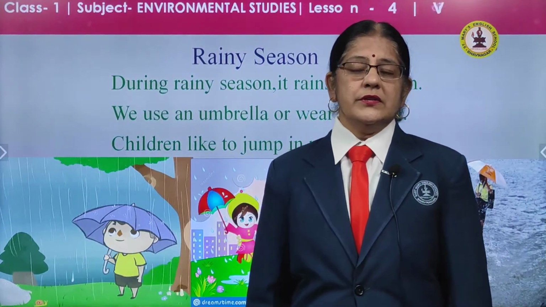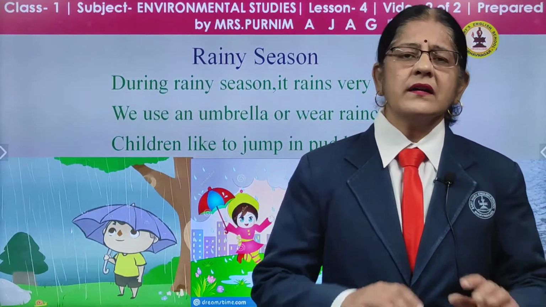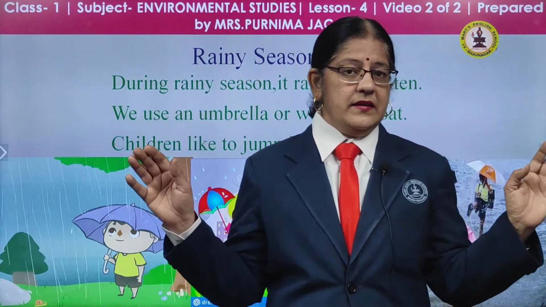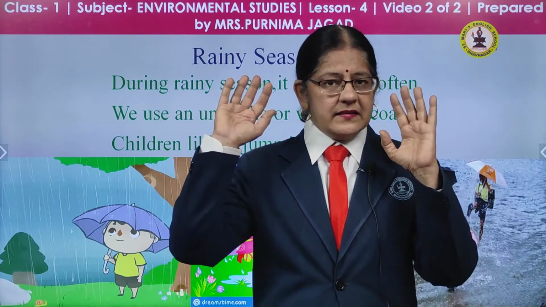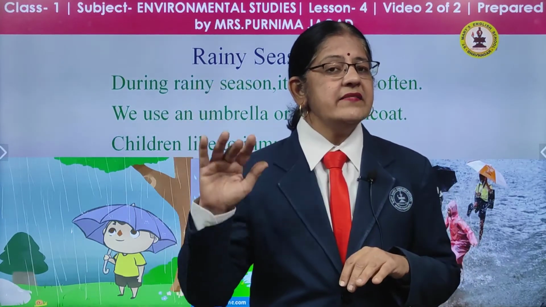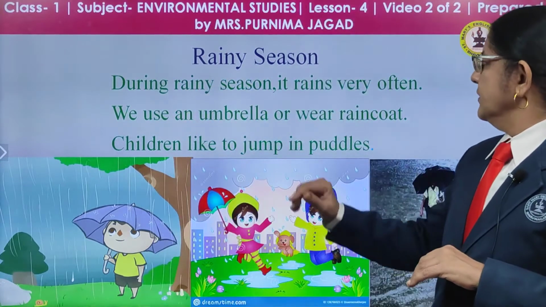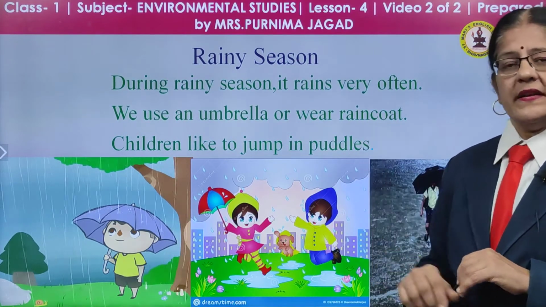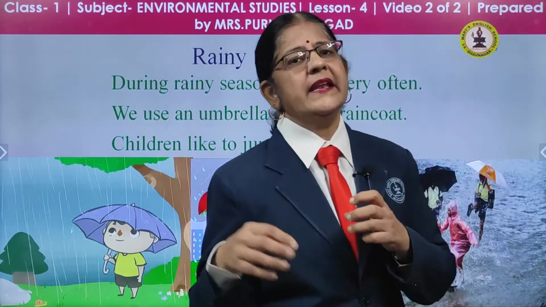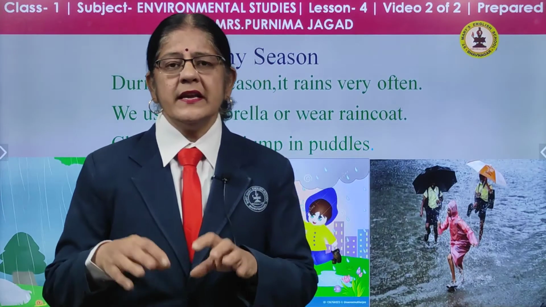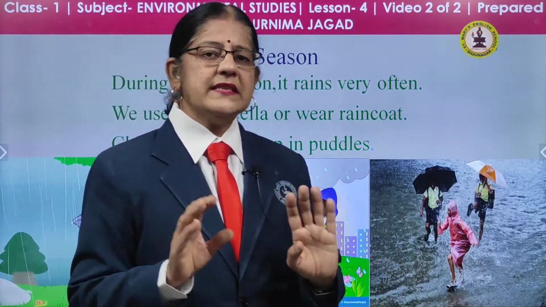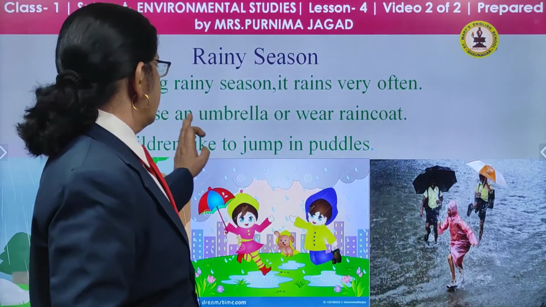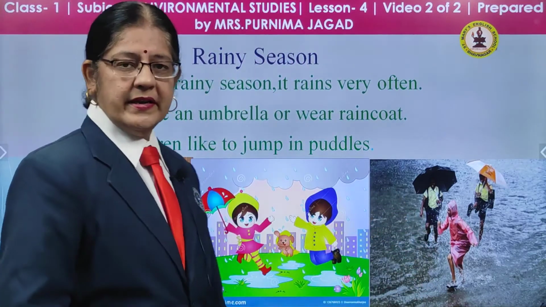Next we will see rainy season. As we all know, during rainy season there are dark clouds in the sky. There is lightning and thunder. And as thunder and lightning starts, heavy rains start falling. During rainy season, it rains very often. Very often means again and again, or sometimes full day, or sometimes for 2-3 days it is continuously raining. We use an umbrella or wear a raincoat.